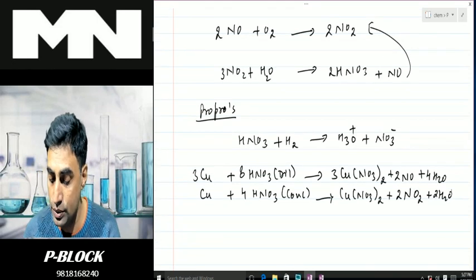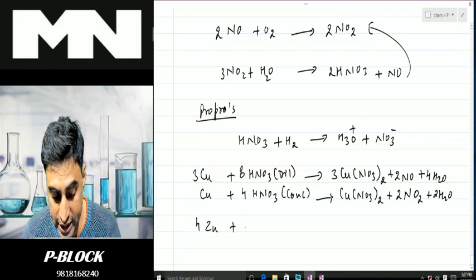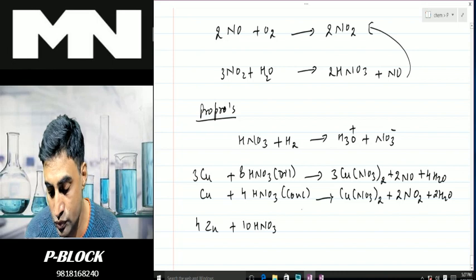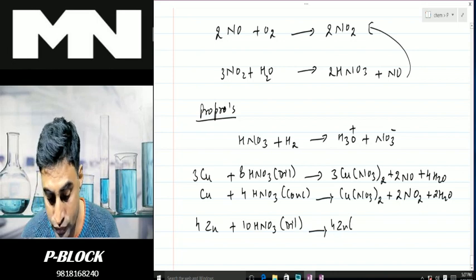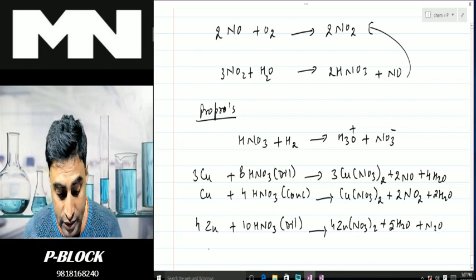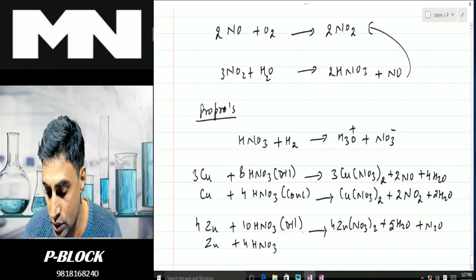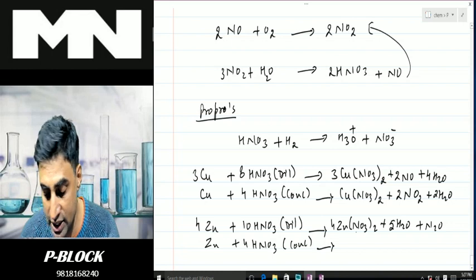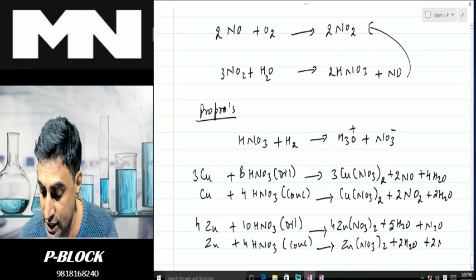The same type of reaction goes with zinc also. If you are reacting it with zinc, 4 moles of zinc will react with 10 moles of dilute HNO3. It will give you 4 moles of Zn(NO3)2 plus 5 moles of H2O plus N2O. Likewise, if I am reacting it with concentrated HNO3, Zn plus 4 moles of concentrated HNO3, I will get Zn(NO3)2 plus 2 moles of H2O plus 2NO2.